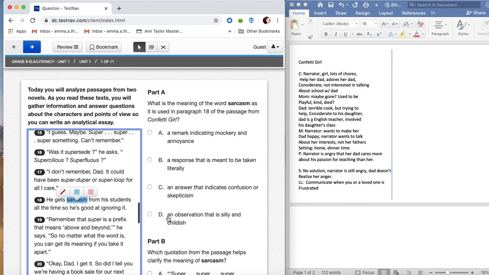And then D, I've got an observation that is silly and childish. Okay, so an observation that's silly. Someone making a comment or noting something that's either silly or like childlike.